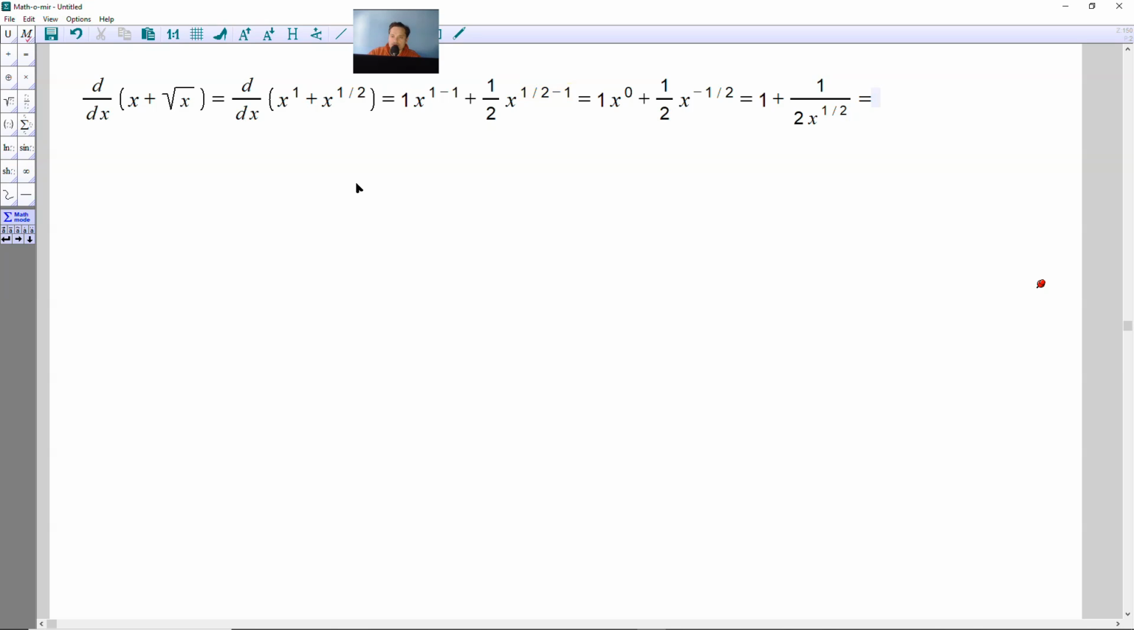Last, we write this in square root notation, so it becomes therefore 1 plus 1 over 2, and then here's the square root of x this way. And this is the answer.